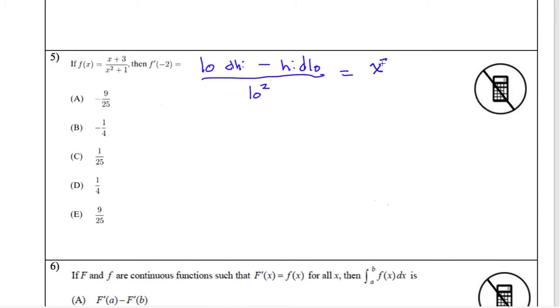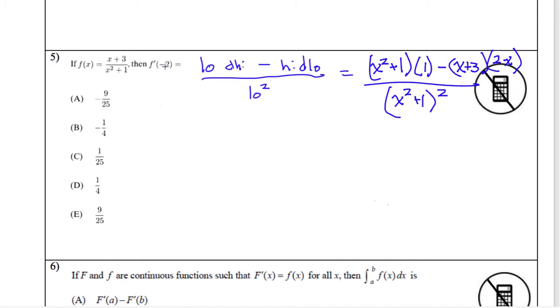Low is x squared plus 1. Derivative of the top is just 1, so it's just this times 1. That's going to be subtracting high, which is x plus 3, all that times the derivative of low, which is 2x. All that over low low, which is x squared plus 1 squared.